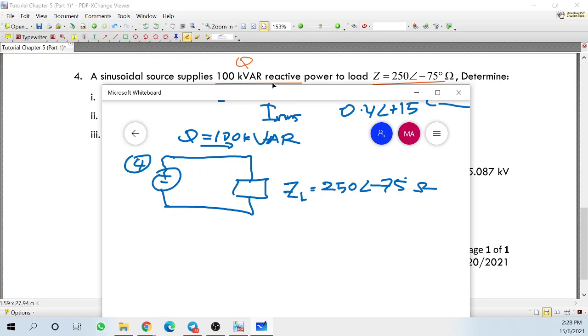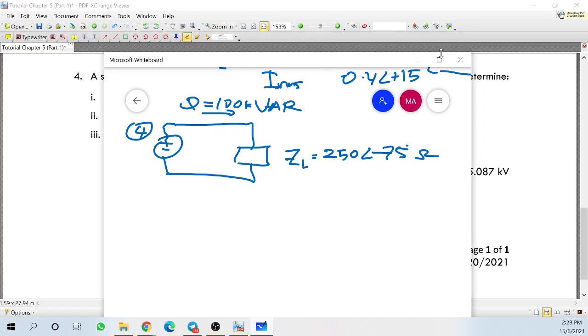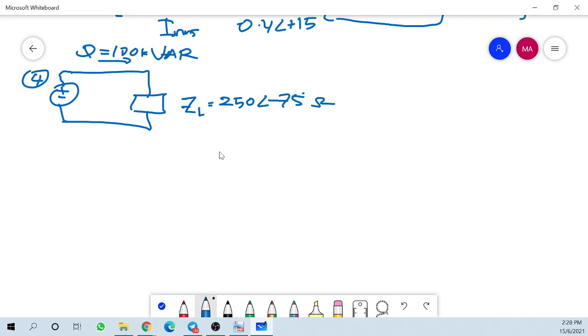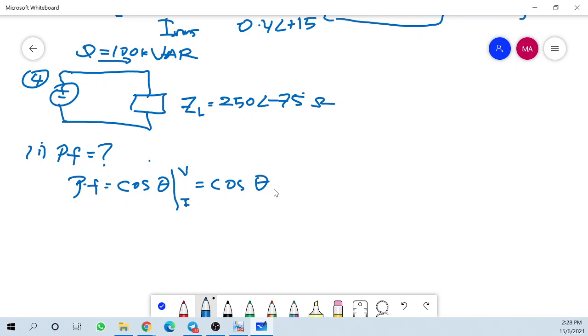Question number 1: what is the power factor? How to determine the power factor? In this case, Z is given. We know that power factor equals cos theta, the difference angle between V and I. In this case, the difference angle between V and I is the same as the angle of Z.